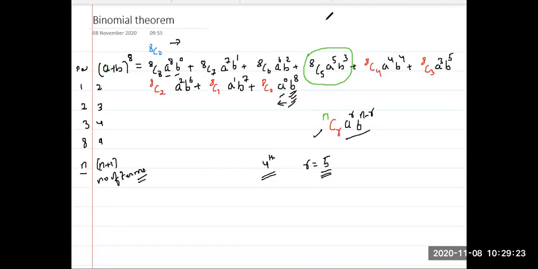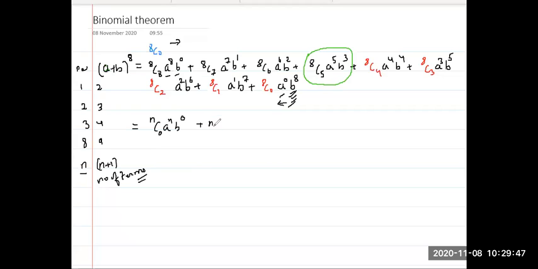Okay, now by convention, there is a convention, right? By convention, we will consider it with respect to B. So according to convention, I'll just write it like this: NC0, A to the power N, B to the power 0. This is by convention. Okay, guys? This is according to convention.